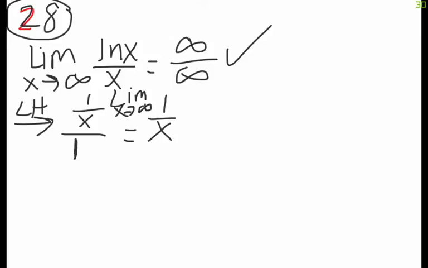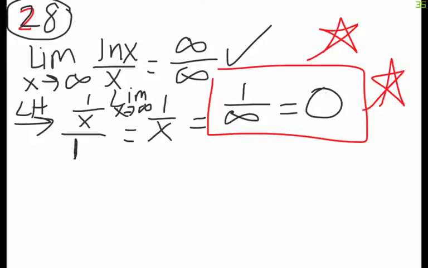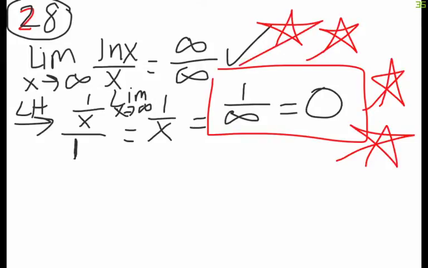Plug it back in. Yep. What is my answer when I have 1 over infinity? Always 0. Yeah, write this down. This is important. Big stars, 1,000 stars. You don't want to say infinity there. Good. So this might pop up. It's so small. Exactly. It's blowing up in the bottom, which makes it super, super tiny. Good. Questions on that one?